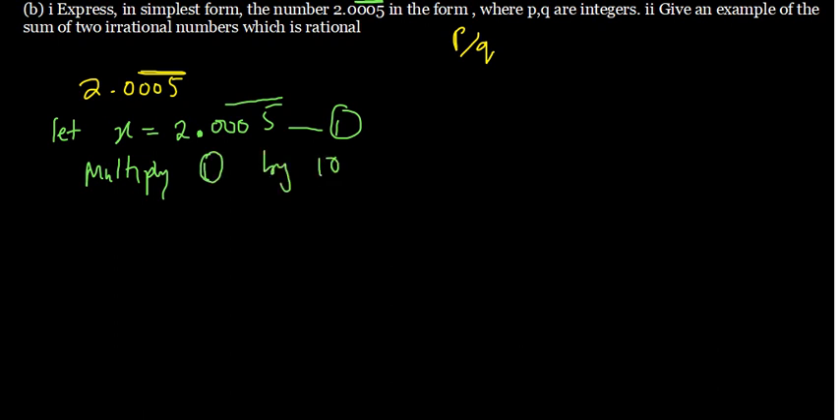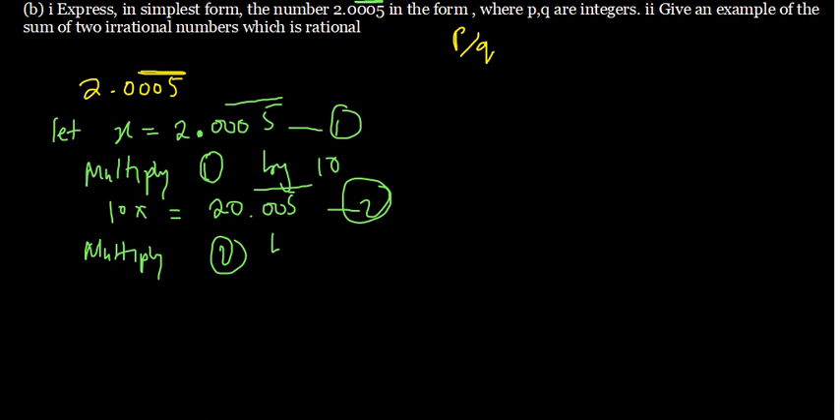So x times 10, that is going to be 10x, and that is going to be 20.005. And then next thing, make sure that the decimal point is after the repeating number. So multiply by, we have got three numbers there, so by 1000. So 10x times 1000, that is going to be 10,000x, and that is going to be equal to 20,005 point. So the decimal point will come. And now just to maintain the values after the decimal, just put 005 also.